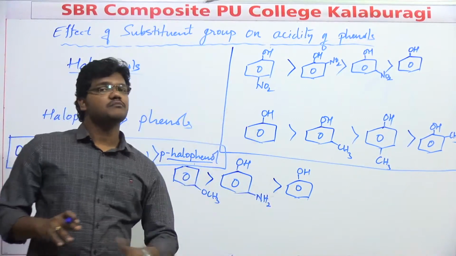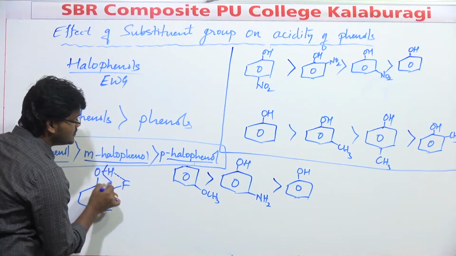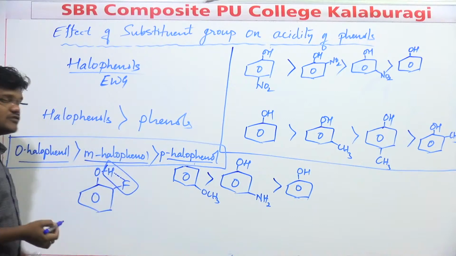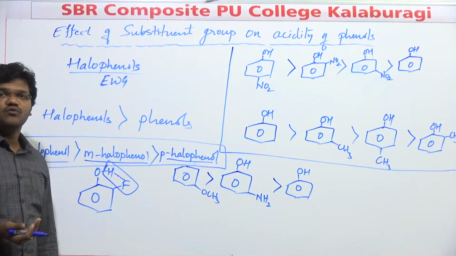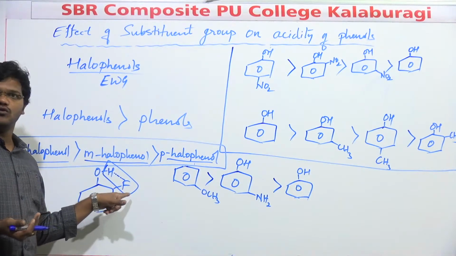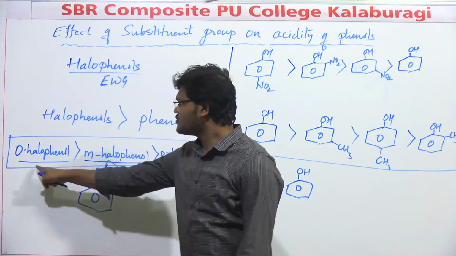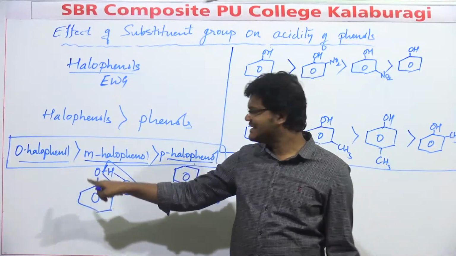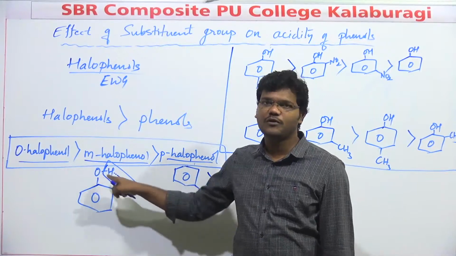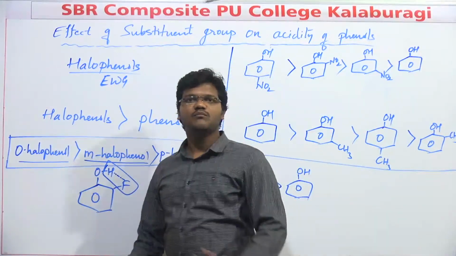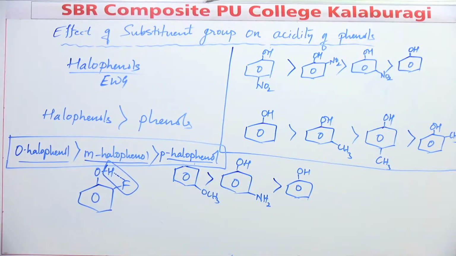I am expecting ortho-fluorophenol to be more acidic, but it's not so, because there is a formation of intramolecular hydrogen bond. So due to the formation of this, ortho-fluorophenol is not much more acidic in nature compared to ortho-chlorophenol. Ortho-chlorophenol is more acidic. Generally, ortho-substituted halophenols are more acidic except this case. This is less acidic due to the formation of intramolecular hydrogen bonding. Okay, so this is how the acidic nature varies among phenols.